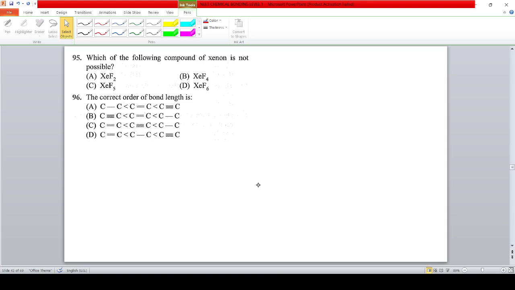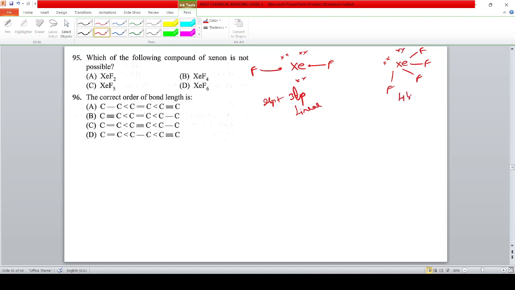Question 95. Which of the following compounds of xenon is not possible? Which is not possible? Okay. So think of xenon, with 8 valence electrons. Think of the first compound. 2 electrons are used in bonding. So 3, 4, 5, 6, 7, 8. Sir, 2 bond pairs and 3 lone pairs. Yes, possible, sir. This molecule is possible, with linear geometry. We have studied geometry. Xenon: 1, 2, 3, 4 electrons are used for fluorine, 5th, 6th, 7th, 8th.